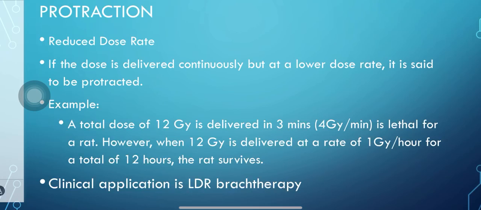Protraction: it's reduced dose rate. An example is if 12 grays is delivered over 3 minutes, 4 grays per minute is lethal for the rat. However, 12 grays, if given as 1 gray per hour, the rat survives. This is the same for human beings. Clinical application for this is low dose rate brachytherapy.